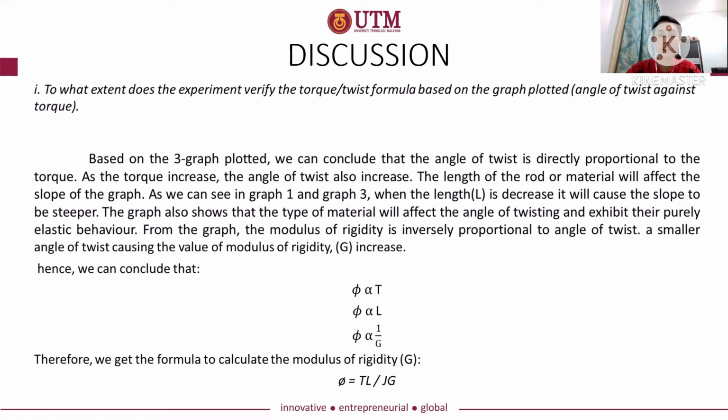From the graph, the modulus of rigidity is inversely proportional to the angle of twist. A smaller angle of twist causes the value of modulus of rigidity to increase. Hence, we can conclude that the angle of twist is directly proportional to torque, directly proportional to the length, and inversely proportional to the modulus of rigidity. So therefore, we get the formula to calculate the modulus of rigidity, where angle of twist equals TL over JG.